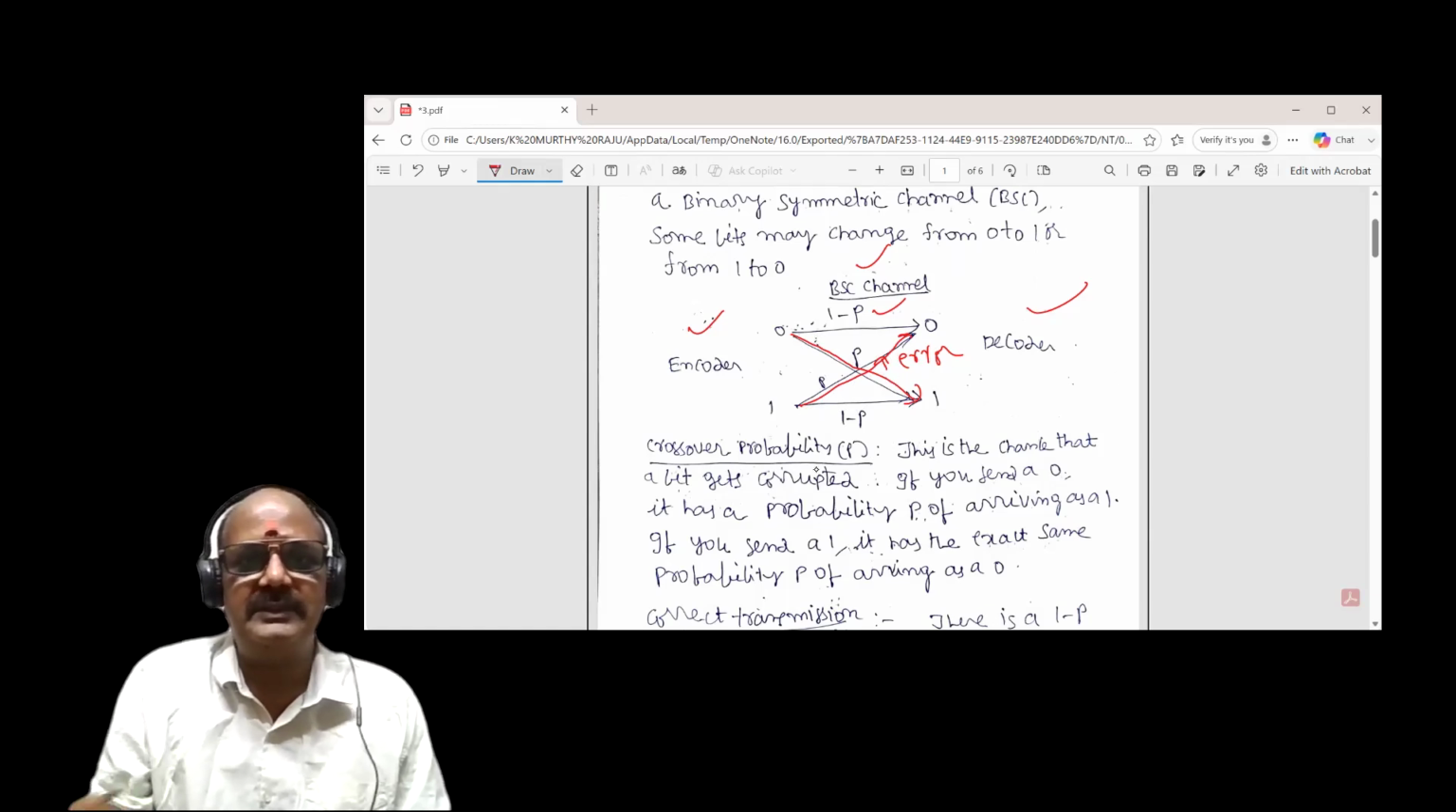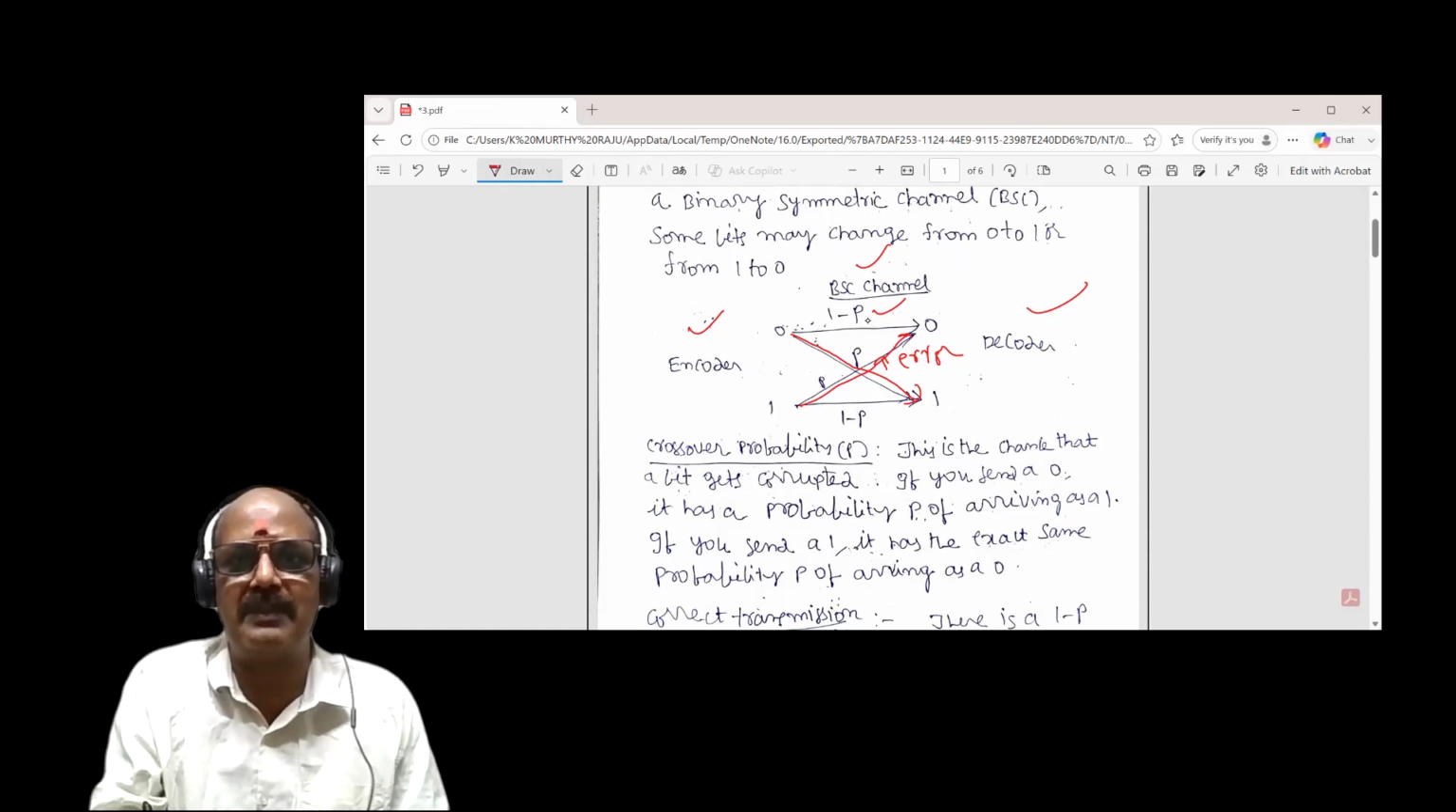Next, coming to correct transmission: 0 is transmitted, 0 is received with a probability 1 minus p. 1 is transmitted, 1 is received with a probability 1 minus p. This is the binary symmetric channel. 0 is transmitted, 0 is received; 0 is transmitted, 1 is received; 1 is transmitted, 0 is received; 1 is transmitted, 1 is received.